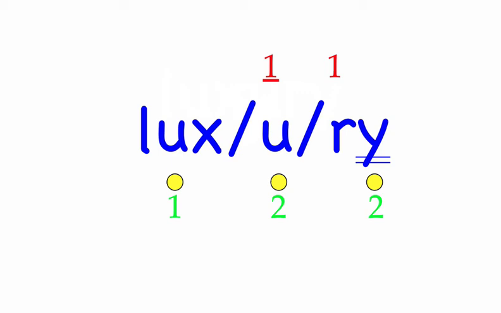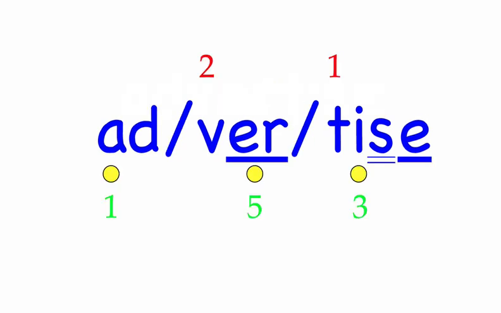Advertise. It's important for a business to advertise. Ad has two sounds: a, d. Ver, two sounds: v, r. Tise, three sounds: t, i, z. Advertise. Mark the word.